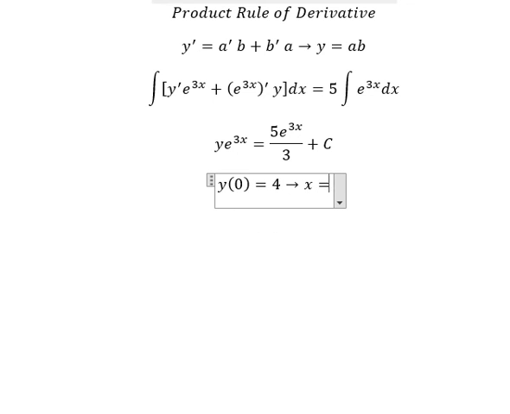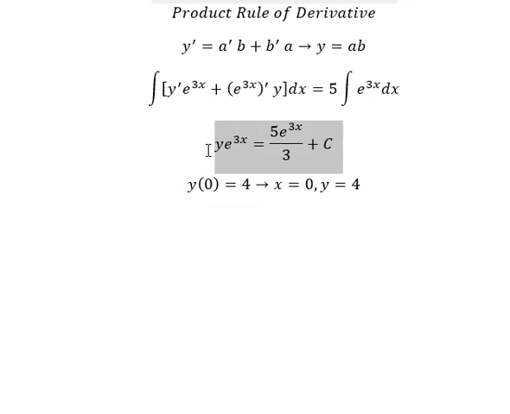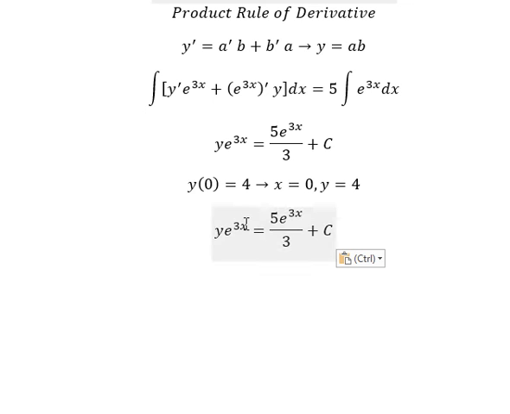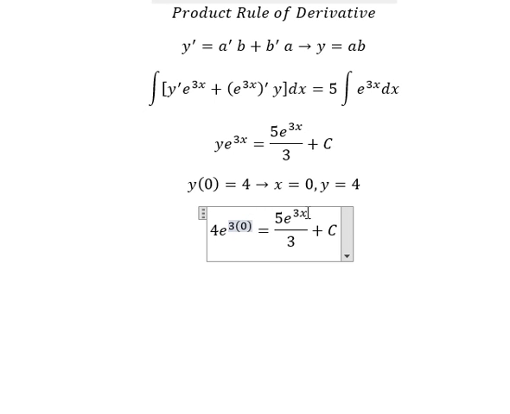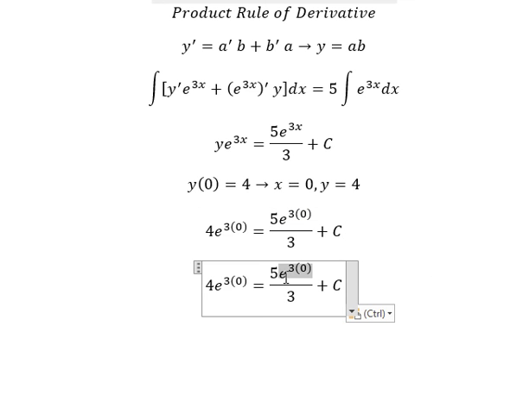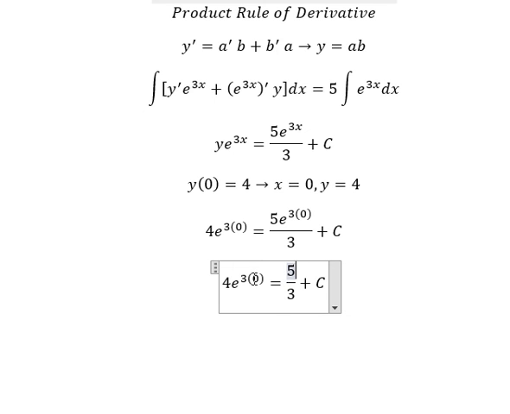That means when s equal to number 0, y equals to number 4. So I will put number 0 and number 4 to find the value of c. And now we simplify, e to the power of 0, we have number 1. 5 over 3 I will put on the left. Number 4 minus 5 over 3. So we have c equals to 7 over 3.